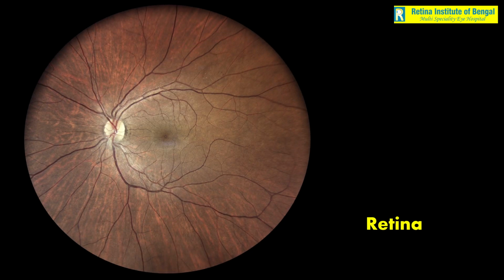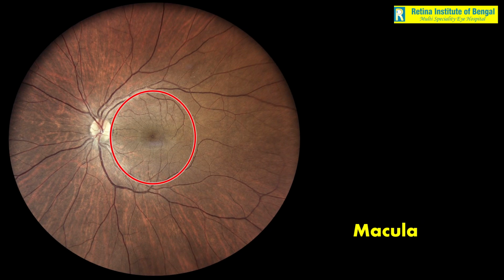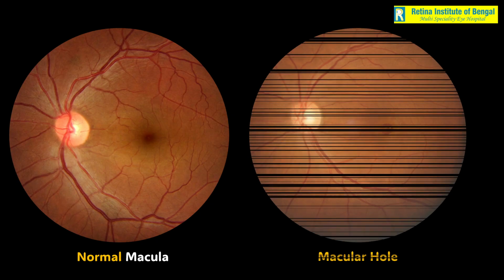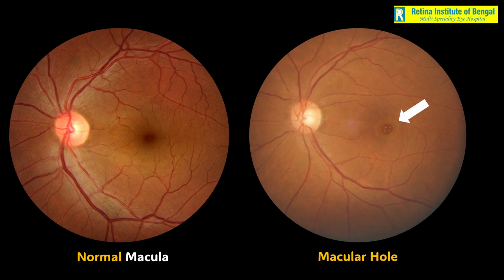This is the photo of a normal fundus. This central area which has been encircled by the red circle is what we call the macula. Macula helps us get the sharpest vision. It is also responsible for color vision and also allows us to see small objects. This is how a normal macula looks, and a macular hole is a full thickness hole at the center of the macula, which we also call fovea.